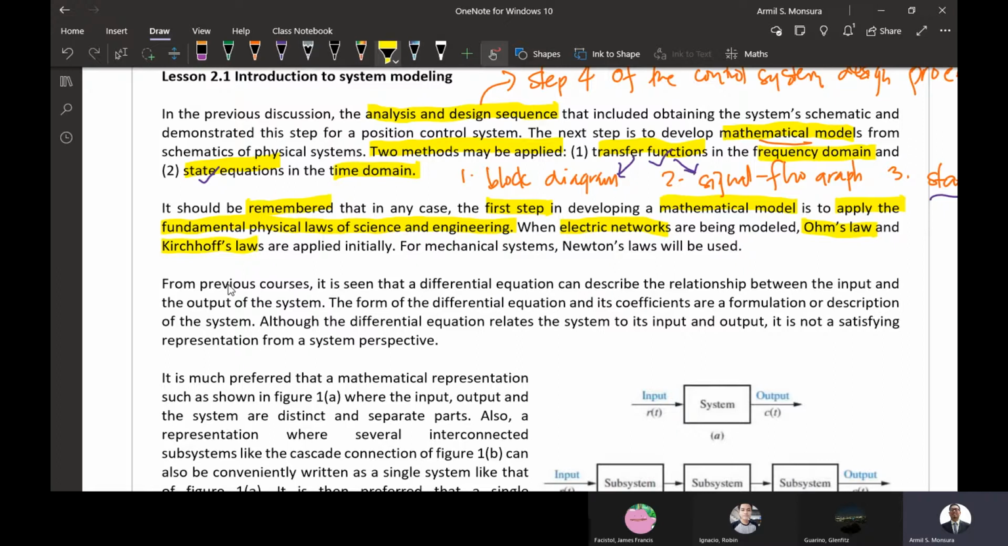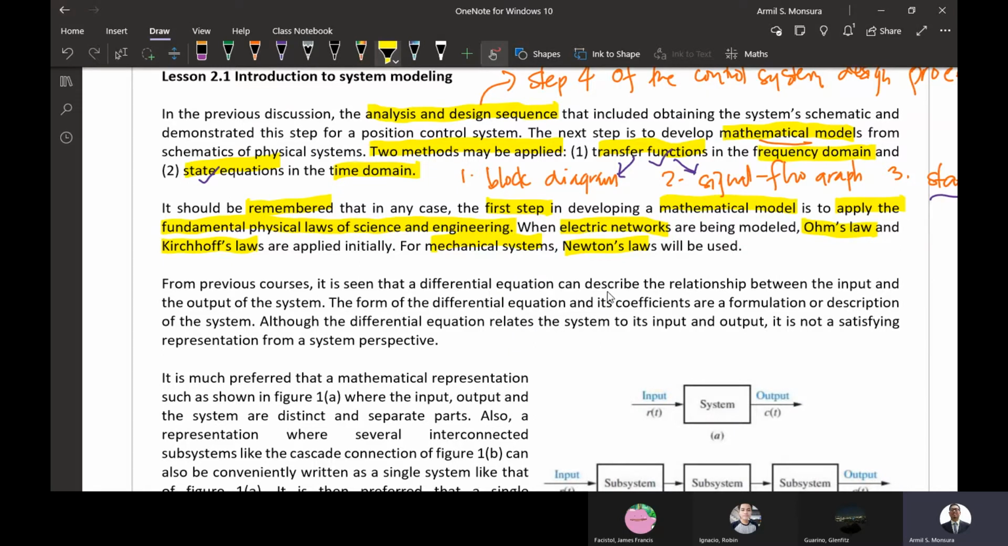And if you're dealing with mechanical systems, with systems that involve motion, okay, then you would have to use Newton's laws, the first law, second law, and third law of motion. So we'll have a practice on that later on when we get to that part.